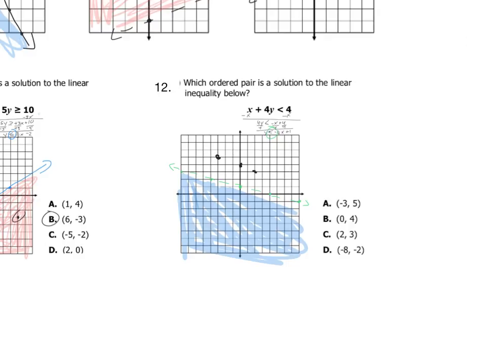And -8, -2. That is going to work. That's in that shaded area. I know I did a horrible job shading this, but that's supposed to be shaded too. That's below the line. Okay, -8, -2 is in that shaded region. So that is going to be the solution of this. That's going to be one of the solutions of this linear inequality. So your answer would be D.